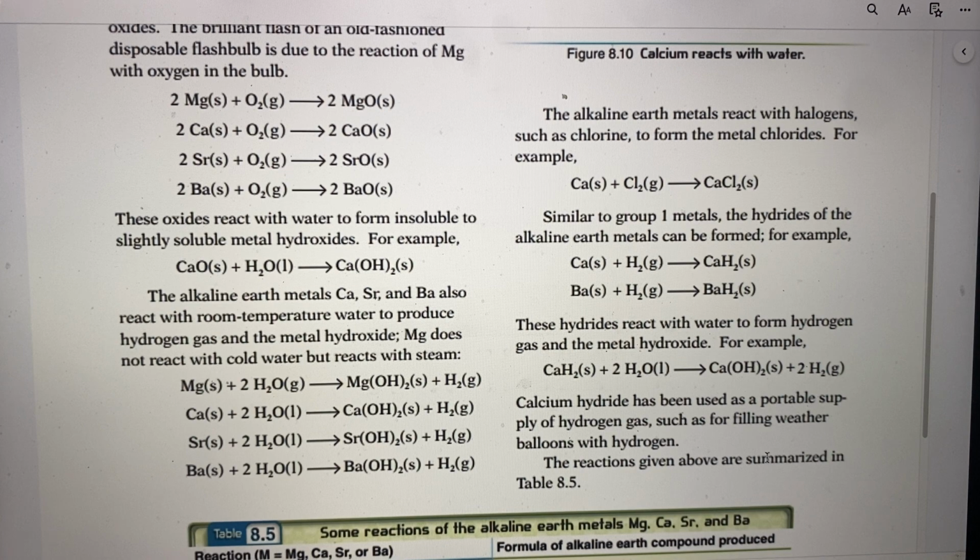So these hydrides react with water to form hydrogen gas and the metal hydroxide, similar to what we had with the alkali metals. So here we go, calcium hydride reacting with water. So we look here, since we have calcium hydroxide, we need two of these. We have to make sure they balance out. Actually, we have four hydrogens because it gives off two hydrogen gas molecules instead of one. So we have four hydrogens on this side. And then we look here and we also have two oxygens, calcium hydroxide, so it balances out.